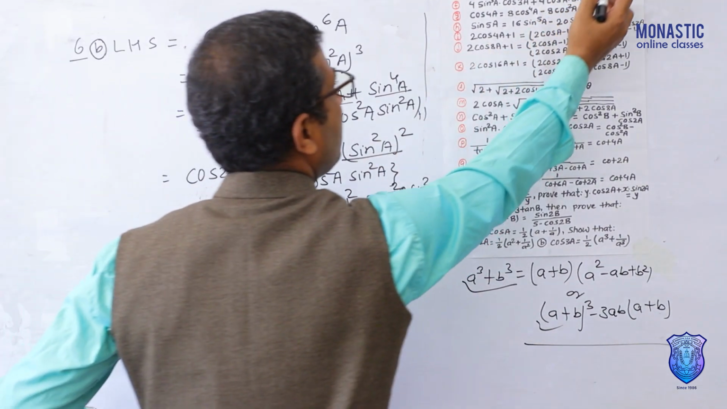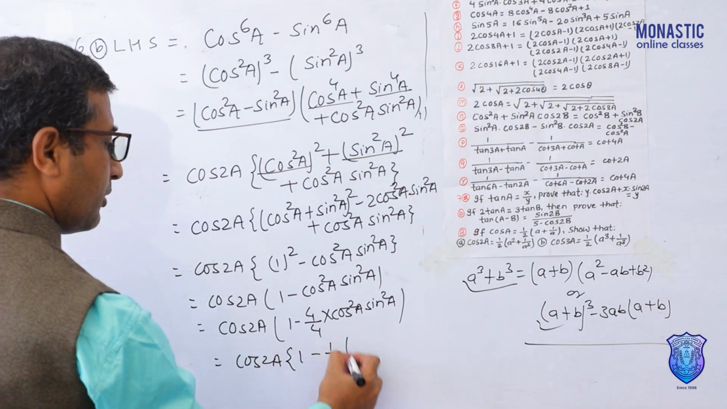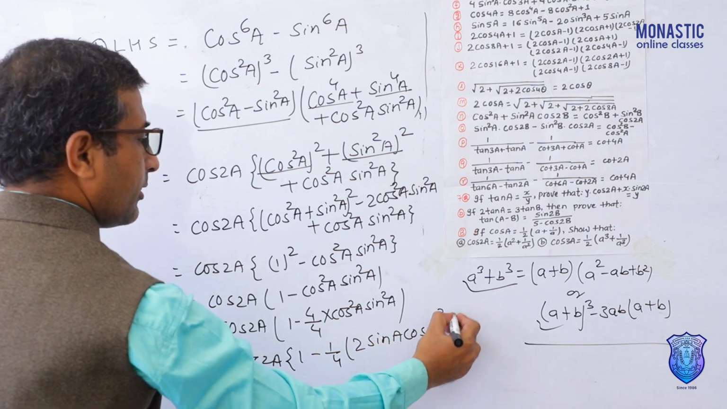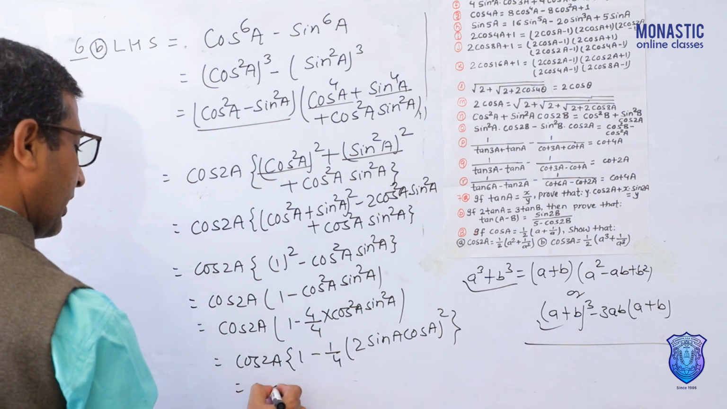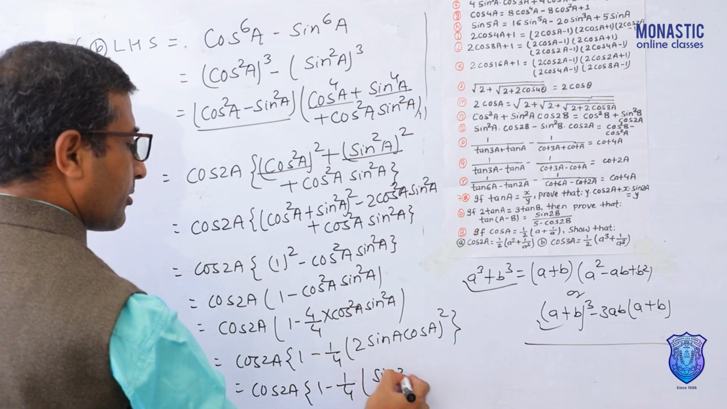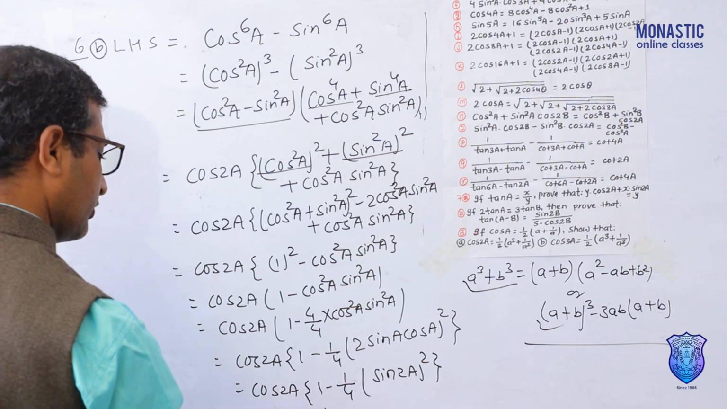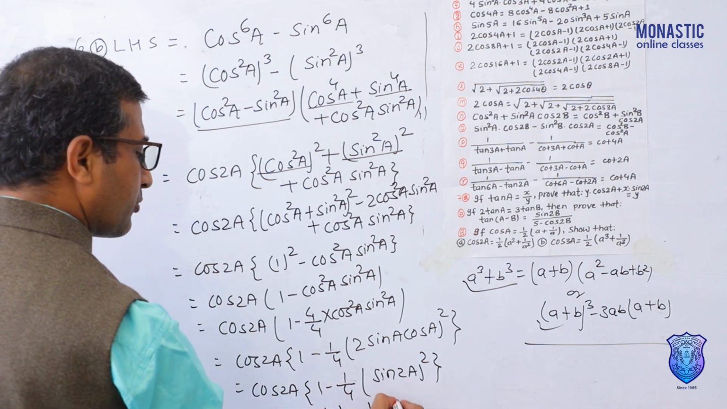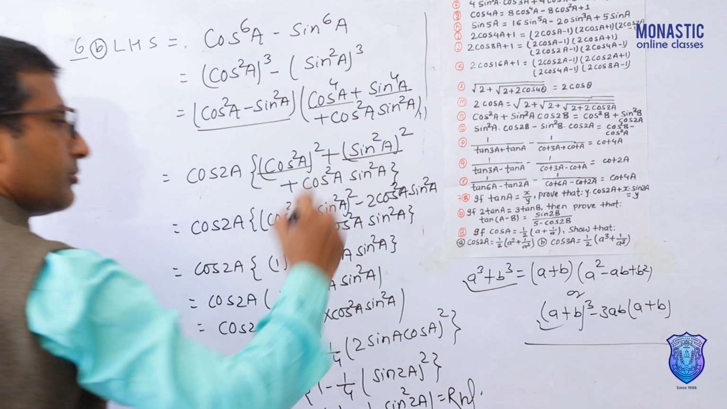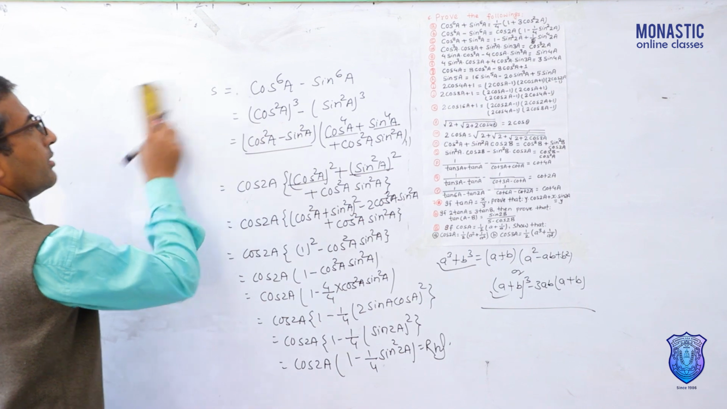In RHS you need here sin 2a whole square. Look carefully. If we write this in the form of 2 sin A cos A whole square, that's the formula of sin 2a. And sin 2a whole square is sin square 2a. That's what we have to prove. Exactly the same as question number 6a.